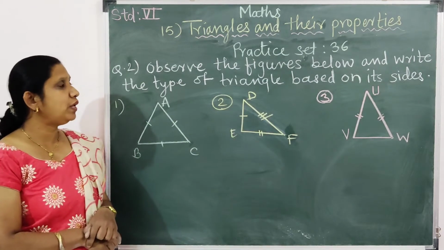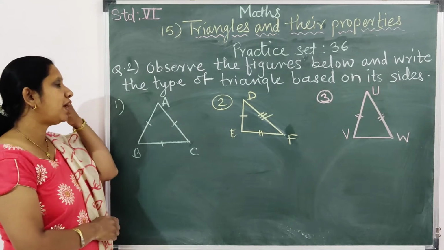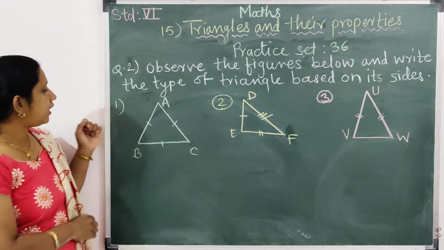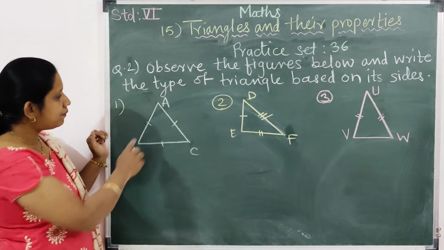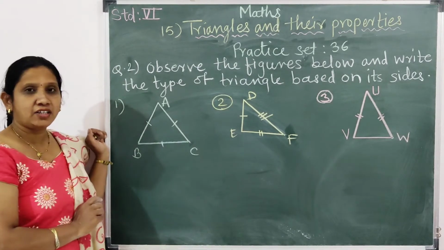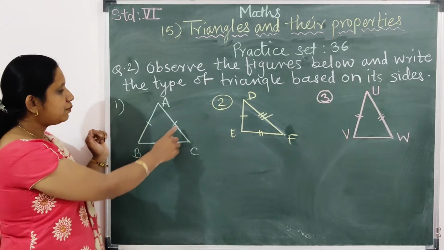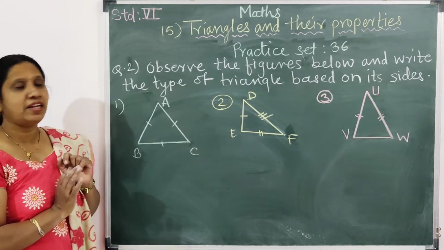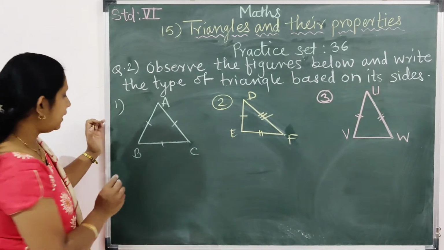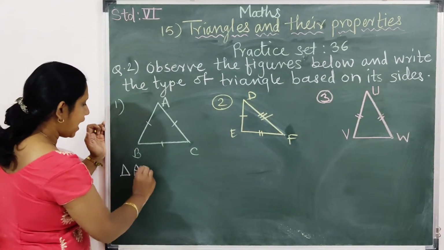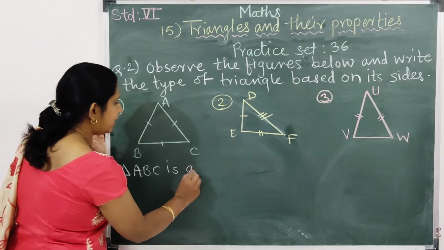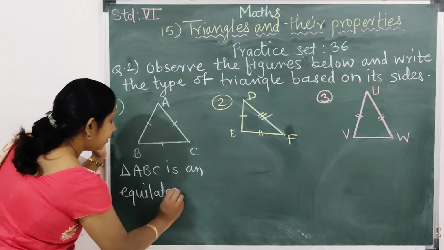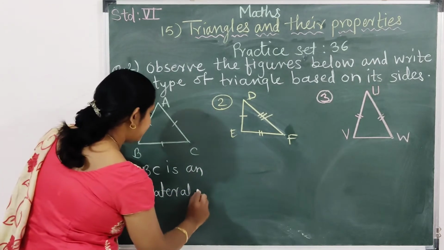Observe the figures below and write the type of triangle based on its sides. Look at the first diagram. Here in the triangle ABC, all three sides are shown equal. This symbol shows each and every side of this triangle is equal in length. Therefore, triangle ABC is an equilateral triangle.